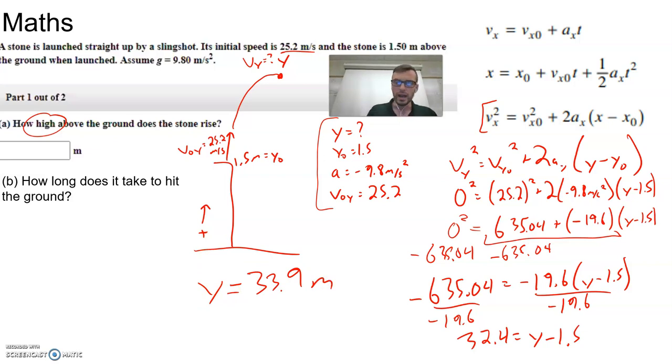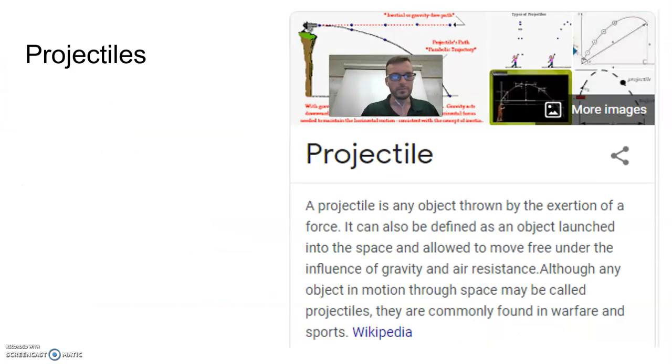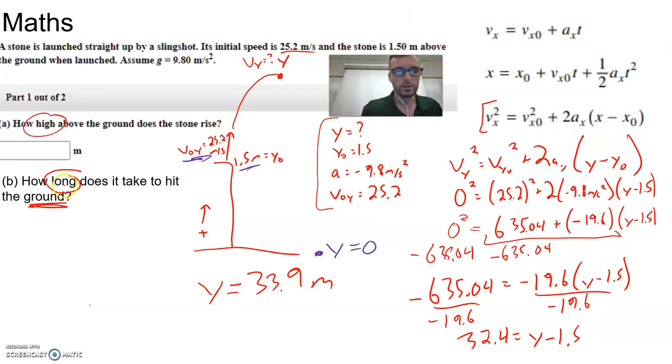Now, I'm not going to do the rest of the next one because I have a few concepts to cover today. But when it says how long does it take to hit the ground, let's go back to our drawing here, and I'll use a different color. Now the v initial is the same. The y initial is the same. Now the y final is different. Now the y final equals 0. And the question is saying, how long does it take to do that?